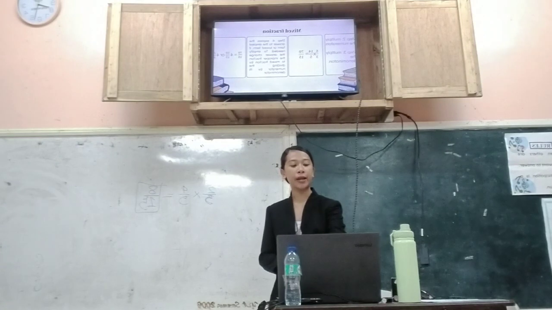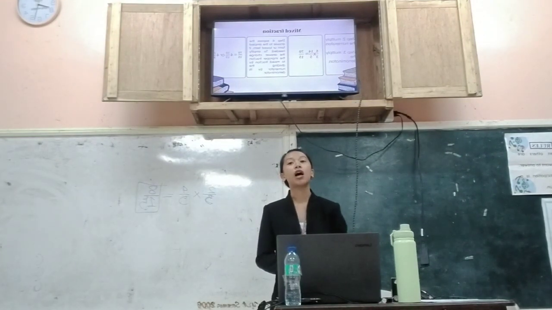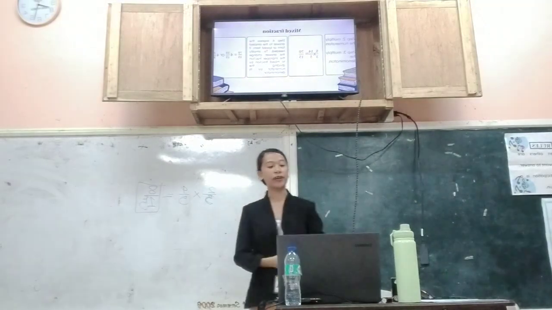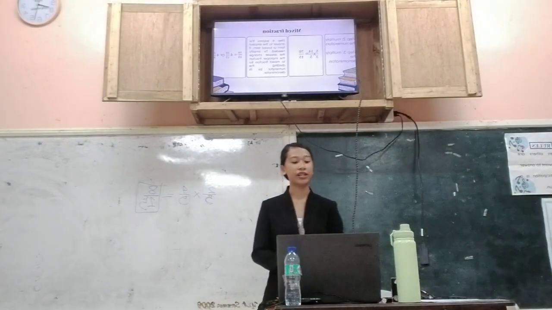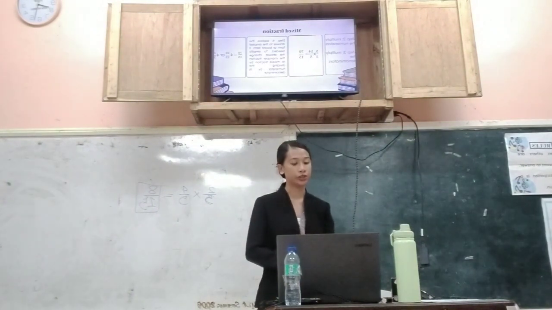Yes, because we can reduce it to lowest term. 10 over 15 is divisible by 5. Very good, it is divisible by 5. So we get 2/3. So our answer is 4 and 2/3.